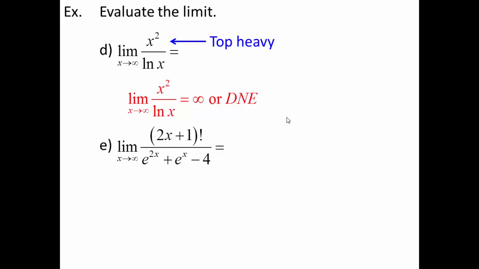infinity. If I were to look at the graph of this, I would see that as x goes to the right forever, the function itself is just going to grow and grow and grow forever. So my answer is infinity, or D and E, whichever one suits your fancy.